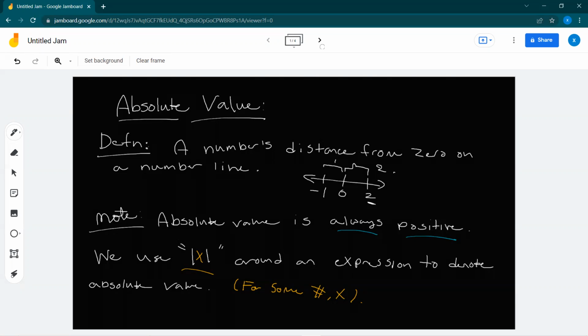The key thing to note here is that absolute value is always positive. Even in the case of -1, the distance between -1 and 0 is still positive, and so we denote that as a positive number. When we're discussing the absolute value of a number, we use these bars around the number to express that the absolute value of that number is what's being defined. So for some number x or some expression x, it can be either way, and you would still be looking at the absolute value.